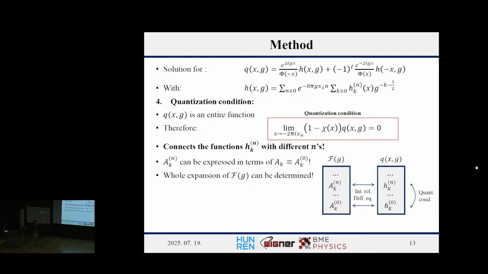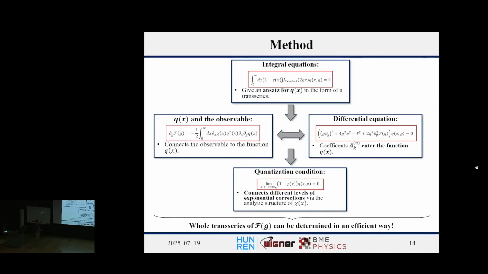So this is four steps. Each of them seems very difficult, but I put it in a flowchart. This is what we used in Mathematica, and it turns out that it can be used very efficiently. You just need to solve order by order. It does it very fast, and then you just put it into the quantization condition, and you can get any corrections in 1/g and any exponentially small corrections.